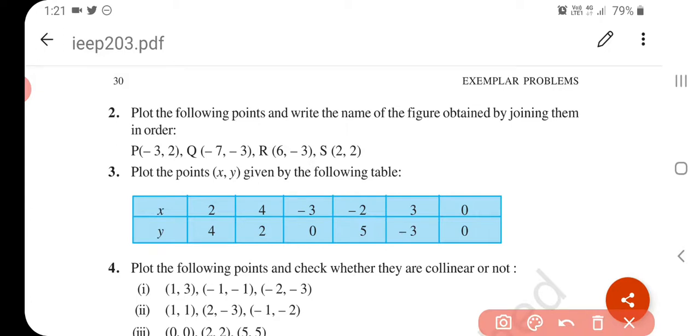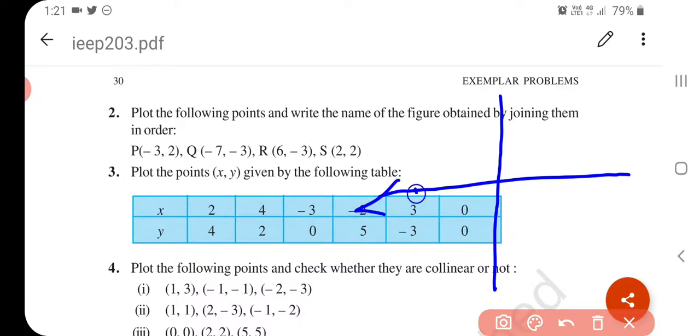So where is the point P? If this is your Cartesian plane, then -3 will be somewhere here: -1, -2, -3, and 1, 2, 3. This is your origin, that means 0. We have to go up to -7.